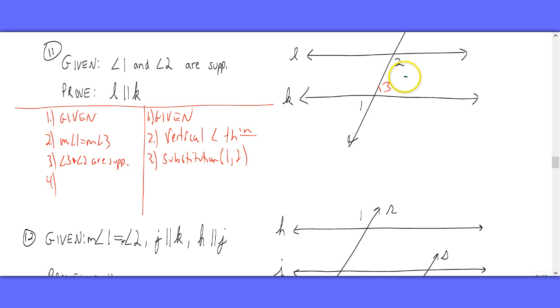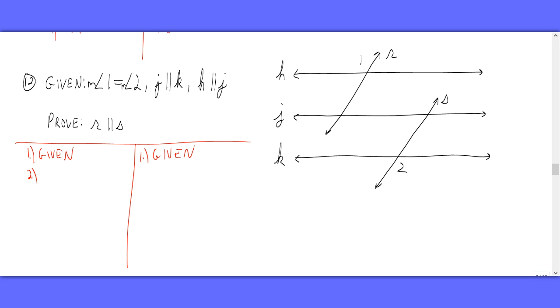Then, since angle 3 and angle 2 are supplements to each other, that's actually going to help us. Their location is significant. Since 3 and 2 are supplements, I can say now that L is parallel to K, and that's the consecutive interior angle converse. Since those consecutive interior angles are supplementary to each other, that means those lines must be parallel.